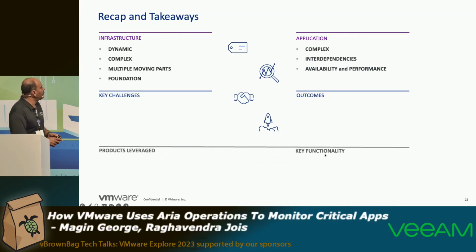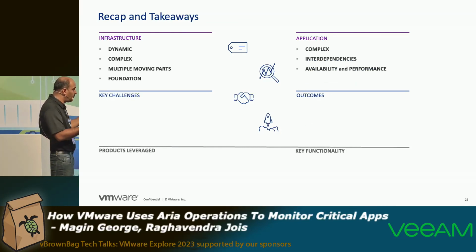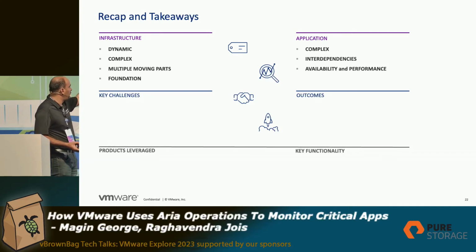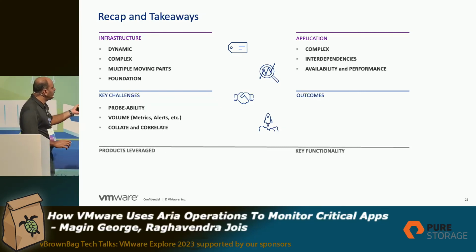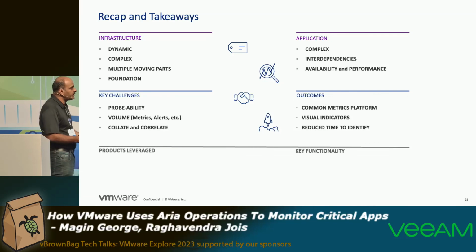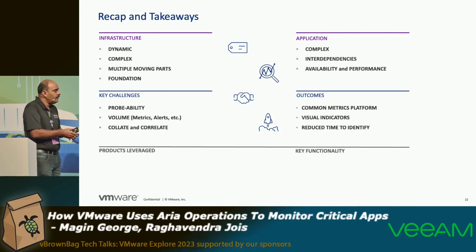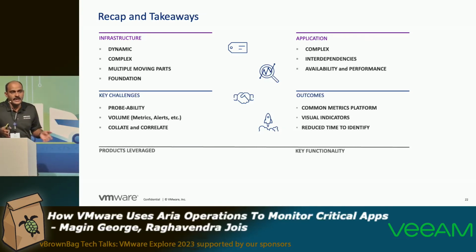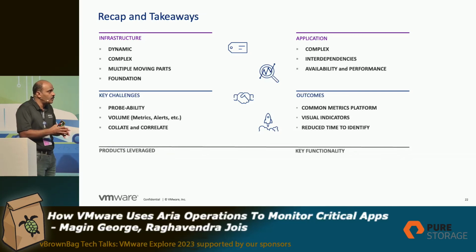So we have seen what our challenges were, being dynamic and complex and all those things. We see the challenges with respect to observability. Now with Aria Operations for Applications and its surrounding ecosystem, we have a common metrics and observability platform. We have dashboards, we have visual indicators, which are easy to navigate at times of need.